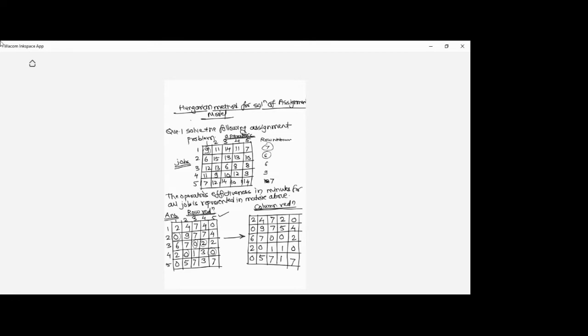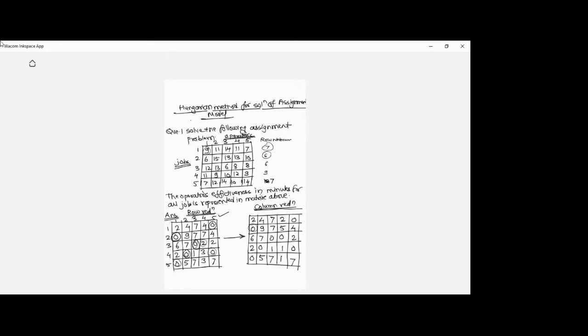So if you check row number 1, we have one 0. Row number 2 we have one 0. Row number 3 we have at least one 0. Row number 4 we have at least one 0, and row number 5 we have at least one 0. Right? And why we did column reduction is because we have to make sure that at least one 0 appears in every column, right?